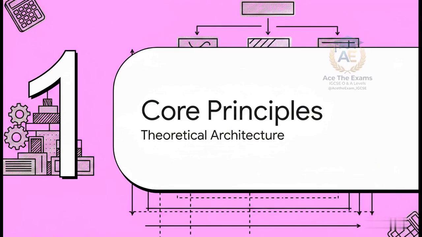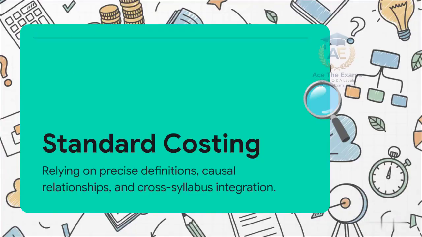This is all about building your theoretical architecture. The theoretical architecture of this topic doesn't just rest on doing the maths correctly. It relies heavily on really precise definitions and understanding causal relationships. For example, think about how using a cheaper, lower quality material might positively impact your price variance because you spent less, but completely ruin your volume variance because you end up wasting more material.